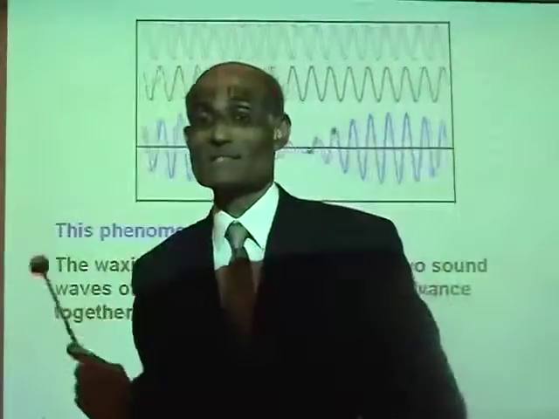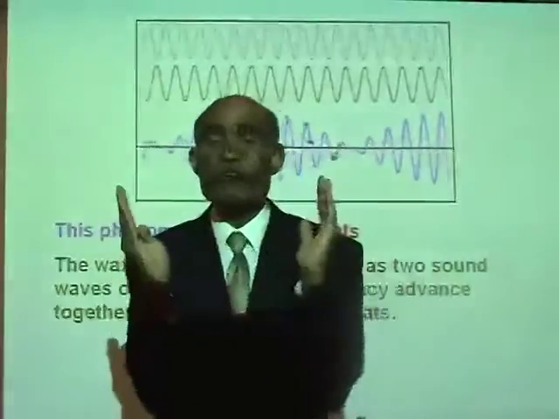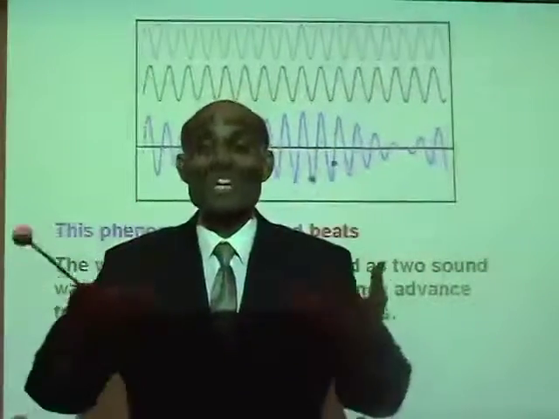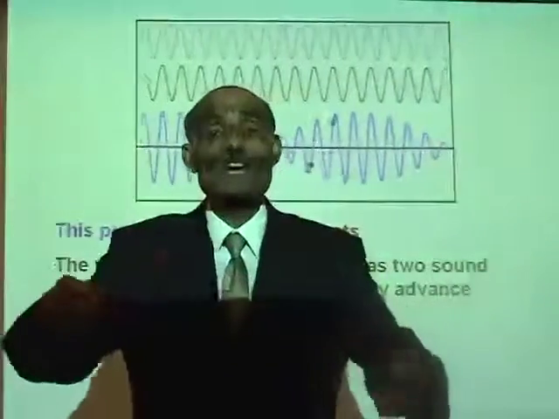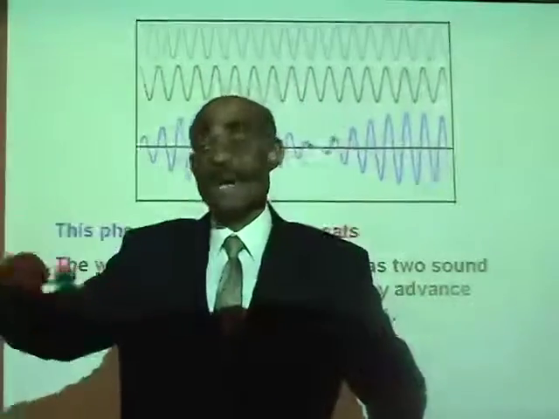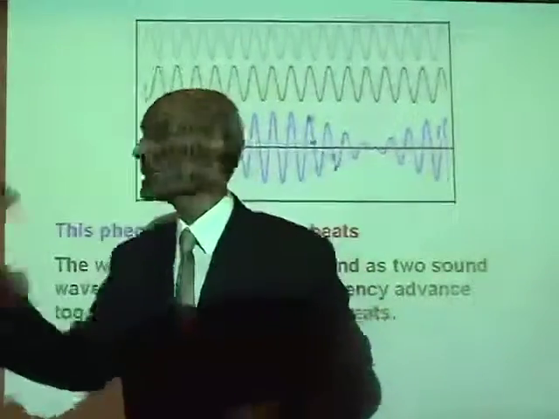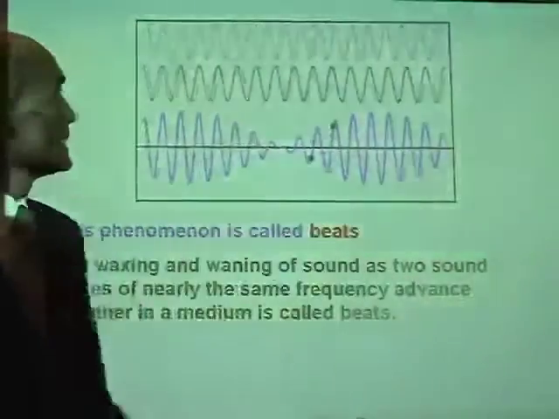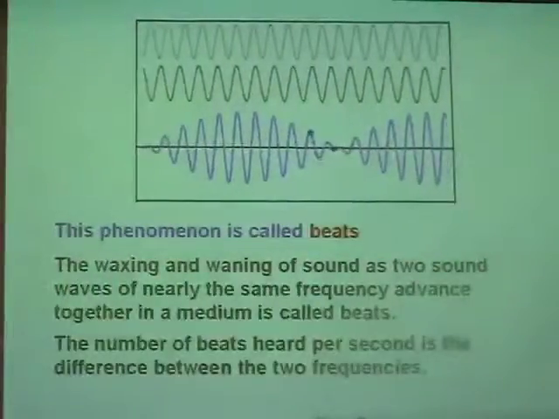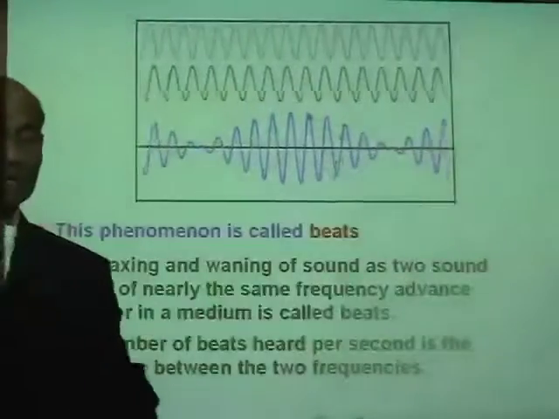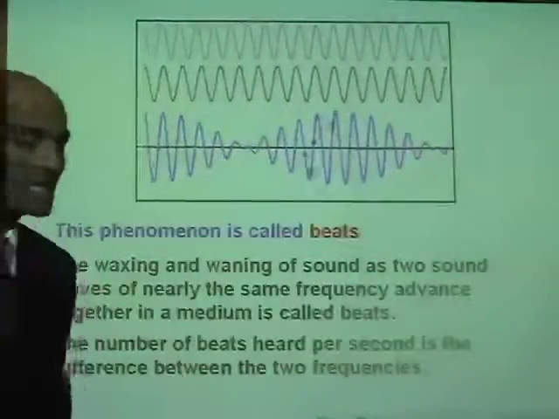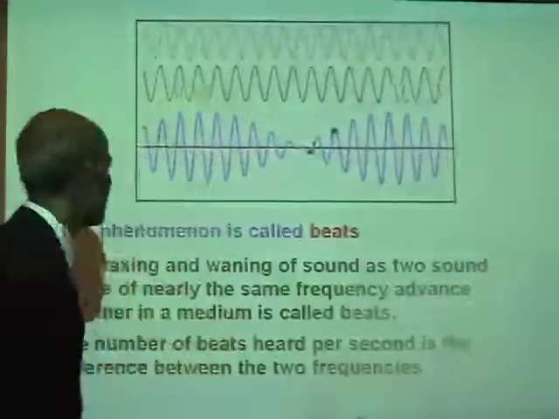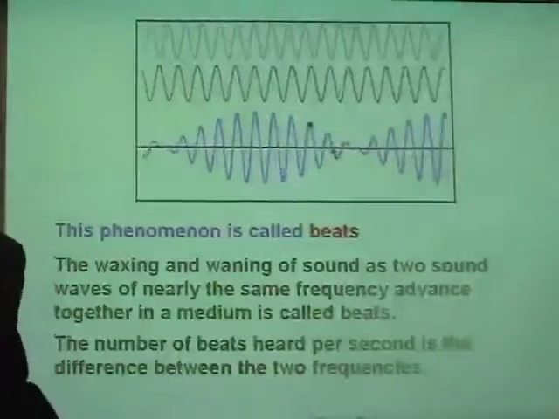That's right. So two waves of very nearly equal frequency are advancing together. They are getting in phase and out of phase continuously, producing beats. Okay, let's move on. The number of beats heard per second is equal to the difference between the frequencies.